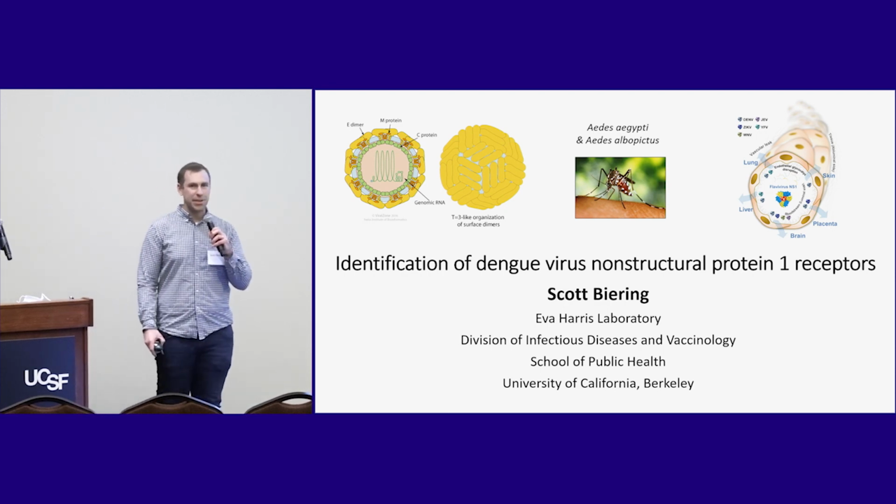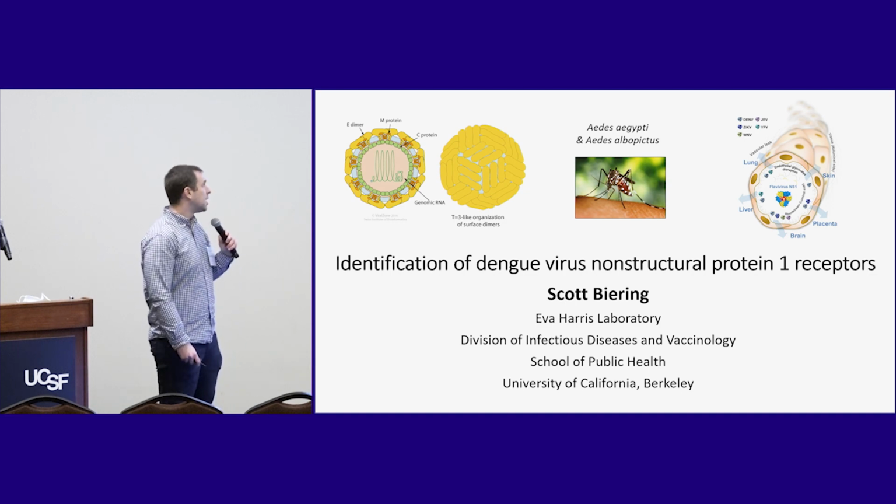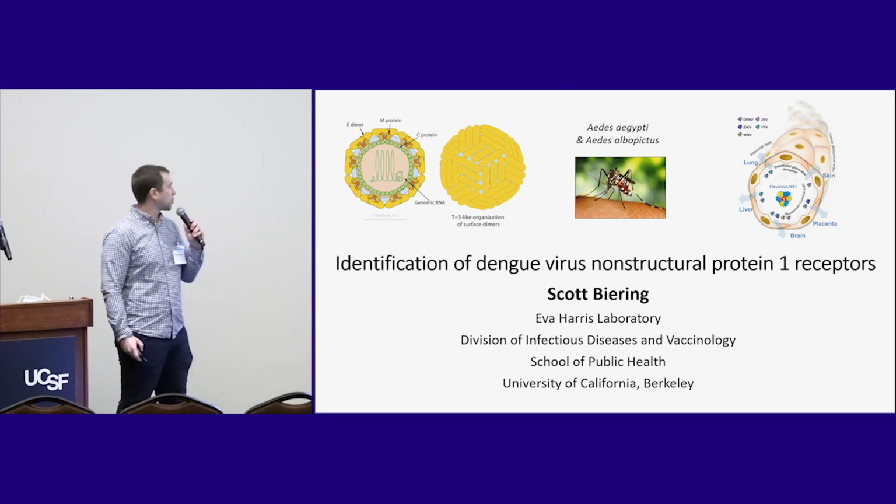My name is Scott Biering, and I'm a postdoctoral scholar at the University of California, Berkeley with Eva Harris. And today I'm going to share with you some of our work identifying receptors for non-structural protein 1 of dengue virus.